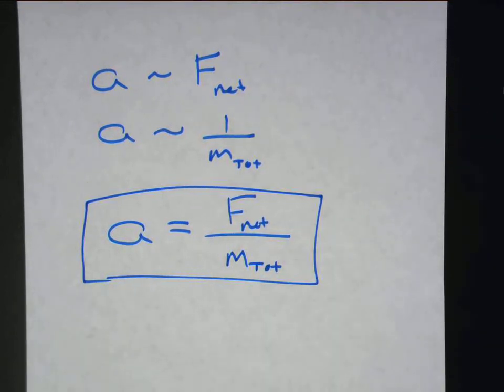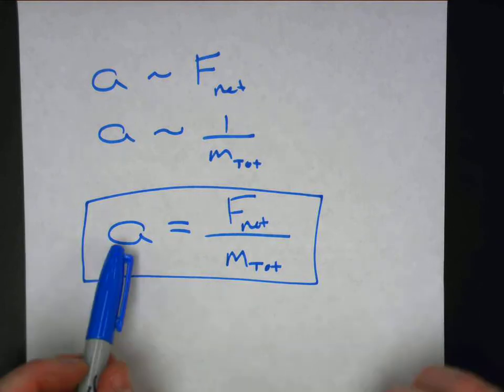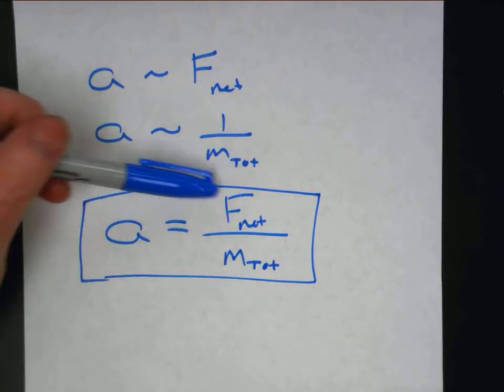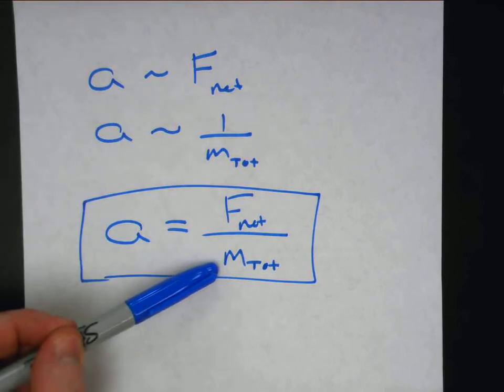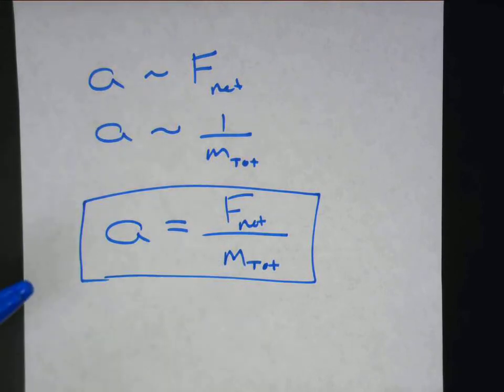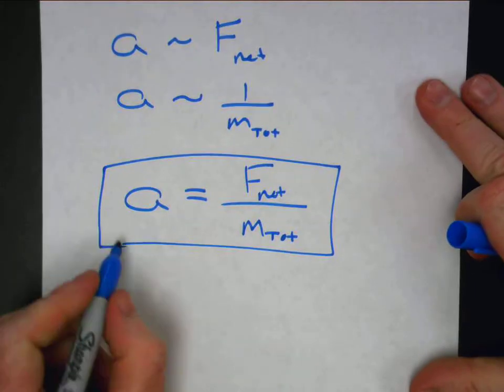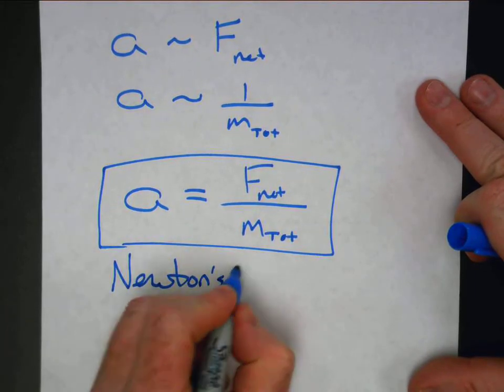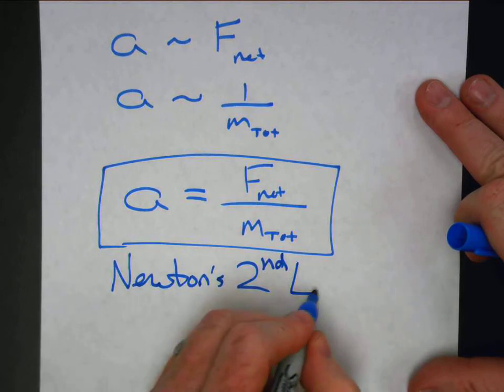And it turns out that's it. It's a really simple relationship. The acceleration of a system is directly proportional to the net force acting on the system and inversely proportional to the total mass of that system. And that, ladies and gentlemen, is Newton's second law.